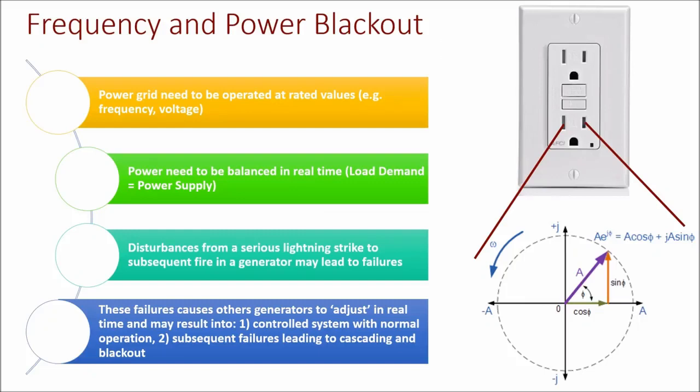Power grids need to be operated at rated values, for example frequency and voltage. To achieve this, the power needs to be balanced in real time, that is, the load demand equals the power supply. Disturbances from a serious lightning strike to subsequent fire in a generator may lead to failures. These failures cause other generators to adjust in real time and may result in: 1. Controlled system with normal operation, 2. Subsequent failures leading to cascading and blackout.